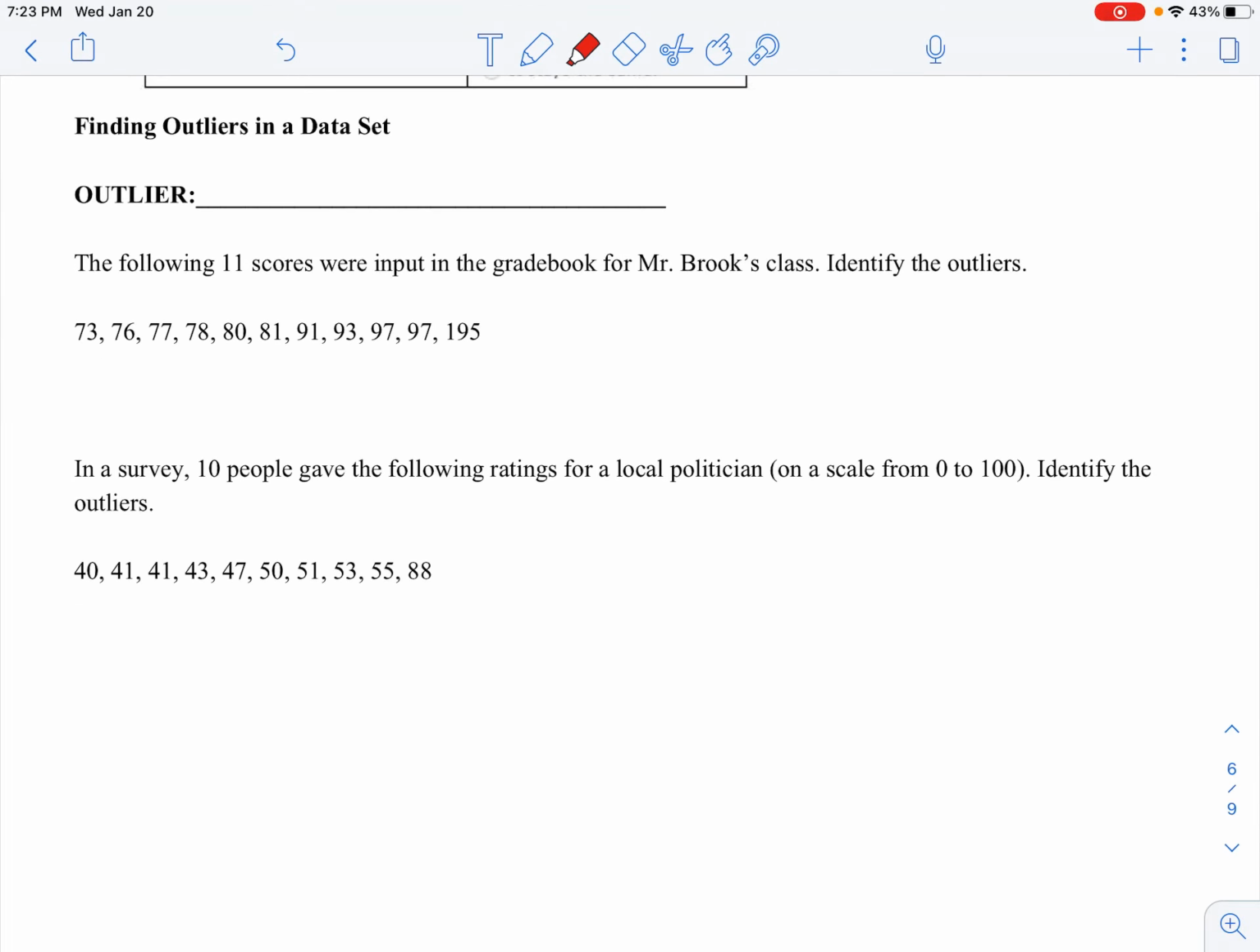Going down to the outlier, I've already talked about this. There's not a really great definition of an outlier because it's kind of up to your interpretation. You're trying to find a number that really doesn't look like the others. So if I'm looking through this set of data right there, there's one obvious one that sticks out, 195. That would be my outlier, and that's all it's asking me for in this question. For the bottom one, it looks like 88 would be my outlier. That's way higher than all the rest of them. So that's my outlier, and I'm done with that.